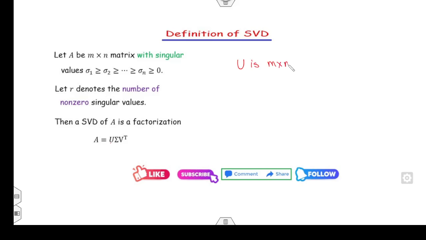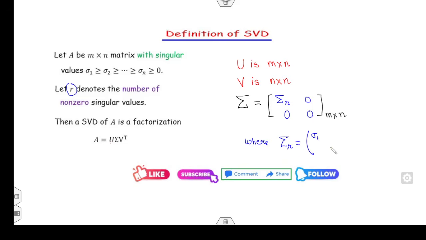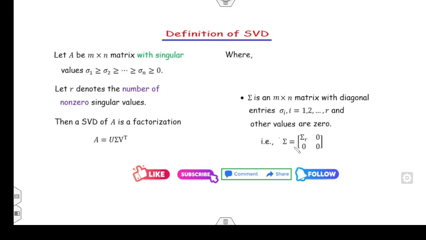Then we can define the singular value decomposition as U sigma V transpose, where U is an m cross m matrix, V is an n cross n matrix, and sigma is an m cross n matrix. Now because R is my rank, I can say it's a sigma of R, and the rest of the values are 0, where sigma of R is a diagonal matrix with the singular values sigma 1, sigma 2 as its entries, and all the rest of the values are 0.